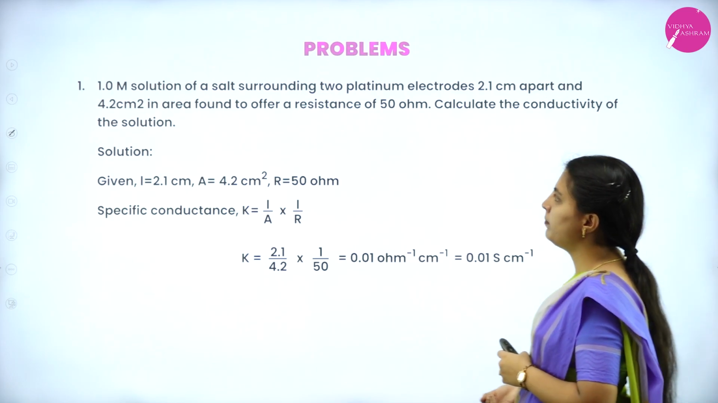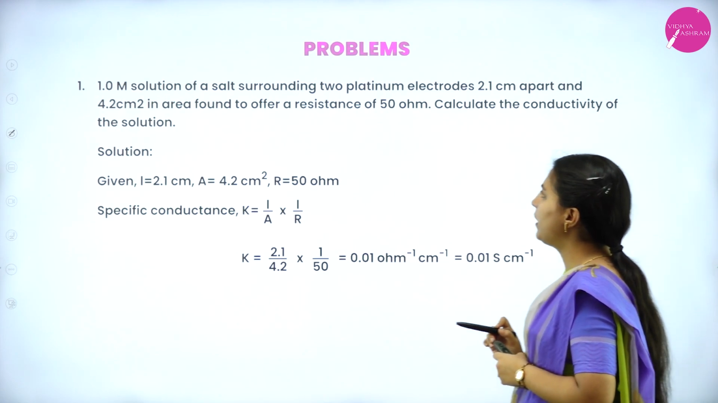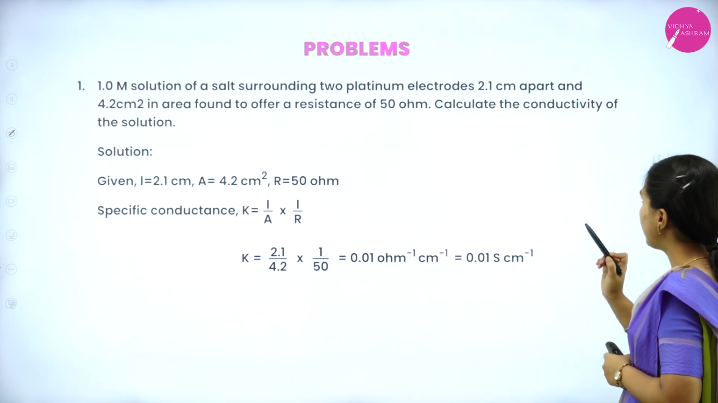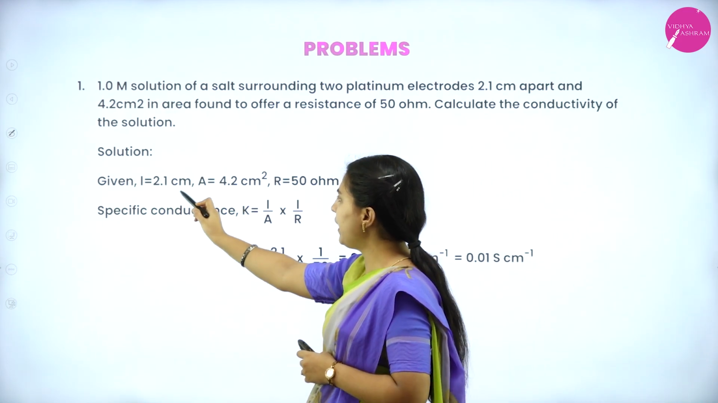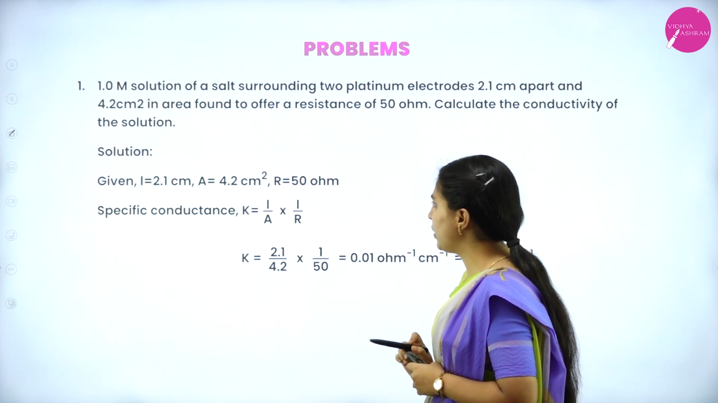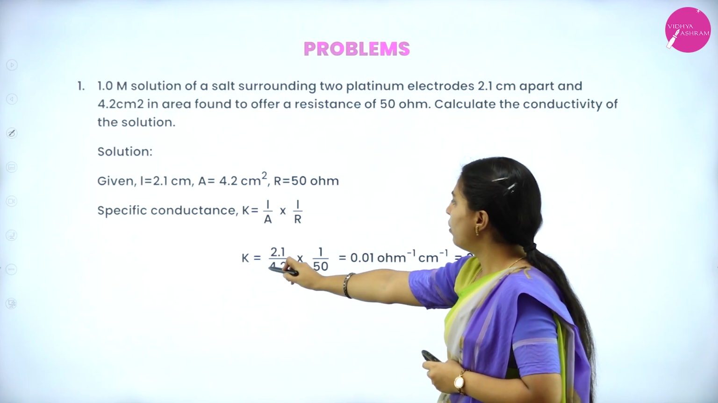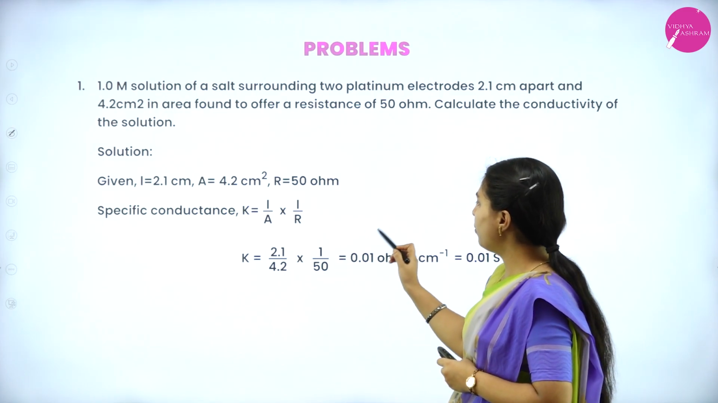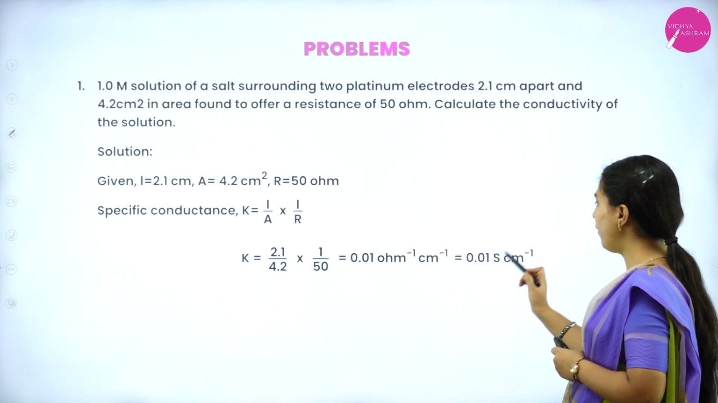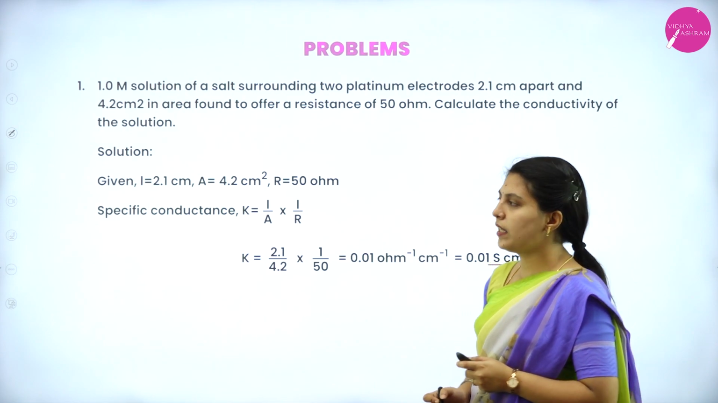Next problem. A 1 molar solution of a salt surrounding 2 platinum electrodes 2.1 cm apart and 4.2 cm square in area is found to offer a resistance of 50 ohm. Calculate the conductivity of the solution. Given L equals 2.1 cm, A equals 4.2 cm square, R equals 50 ohm. Then specific conductance kappa equals L by A into 1 by R. So kappa equals 2.1 by 4.2 into 1 by 50, equals 0.01. You have to represent it in Siemens per centimeter. So, 0.01 Siemens per centimeter.